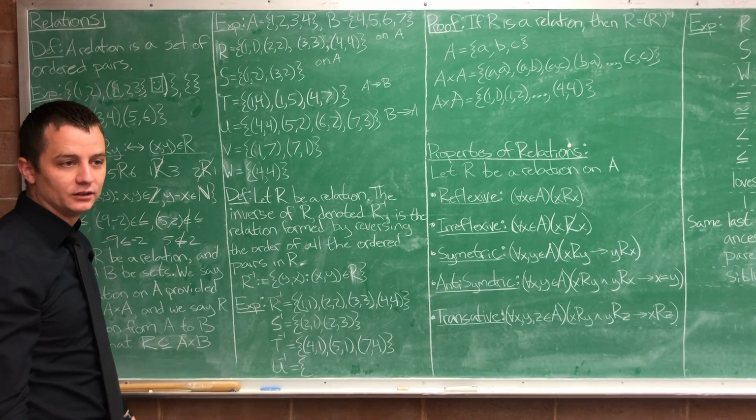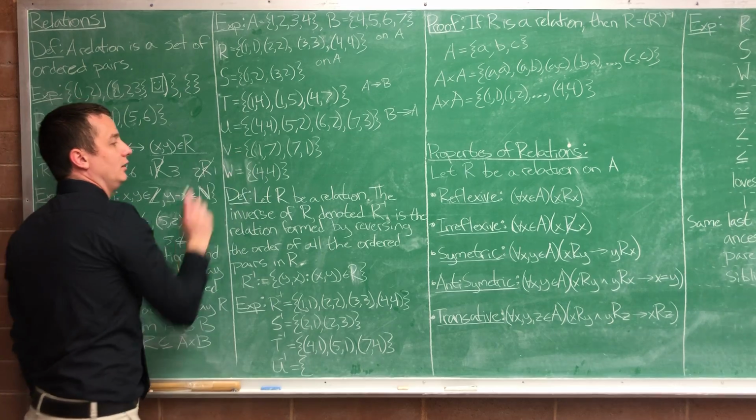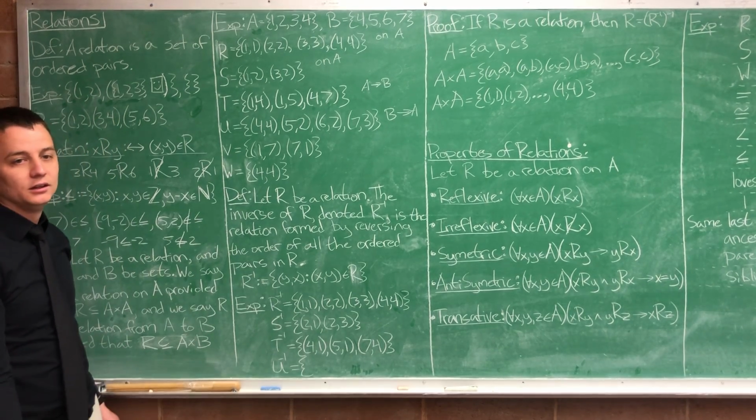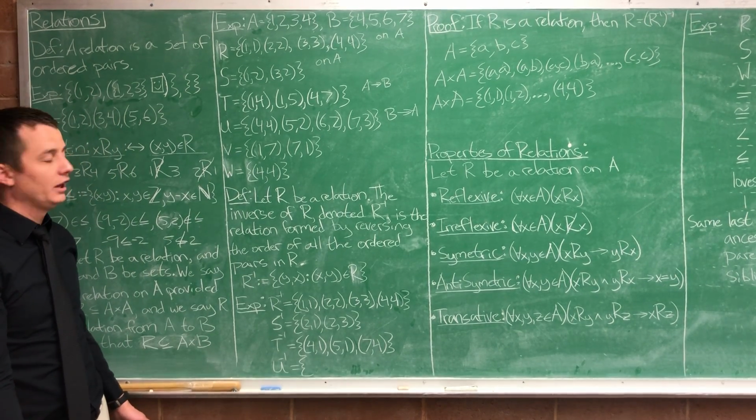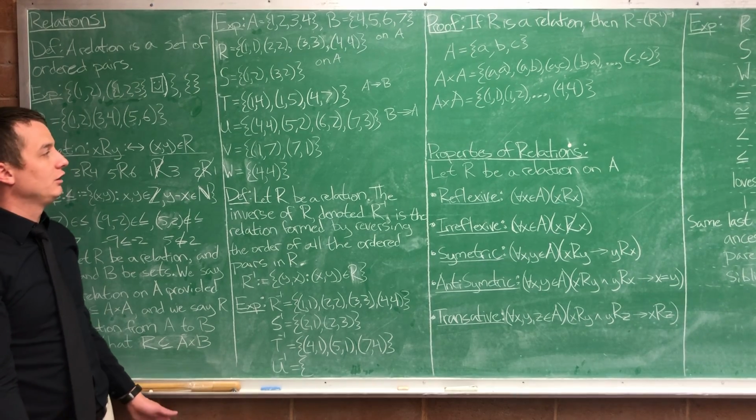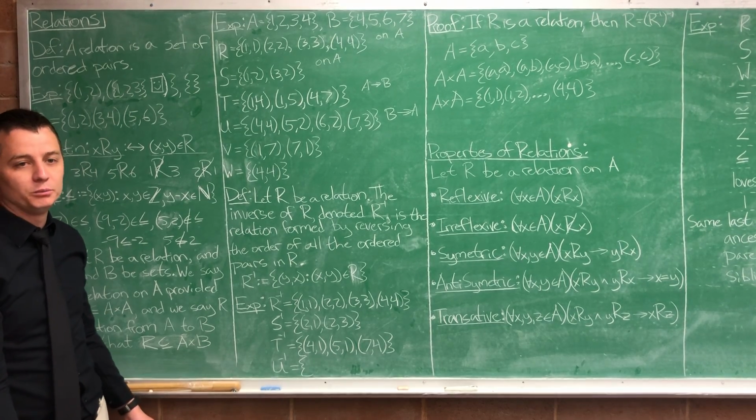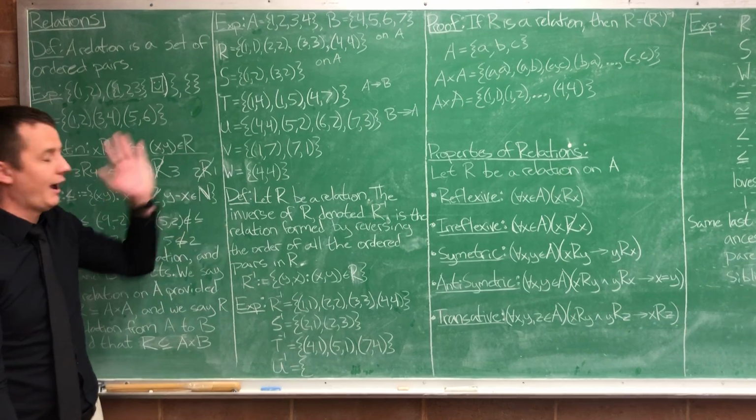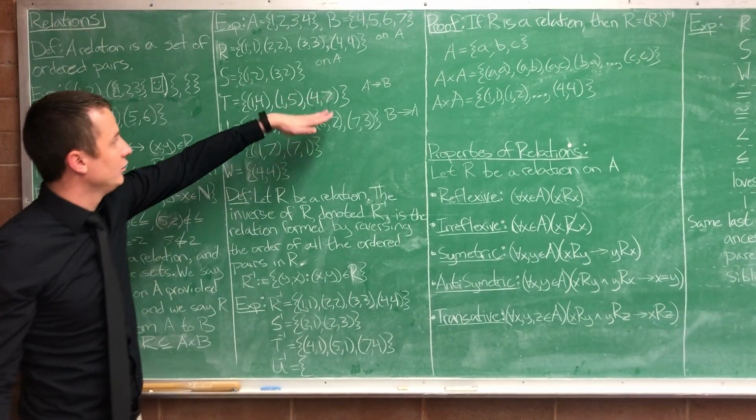Everyone following this? All right. What about V? Is that a relation on A? No. Is it a relation on B? No. Is it a relation from A to B? No. Is it a relation from B to A? No. So it doesn't have to be one of them. These all happen to just be one of them.